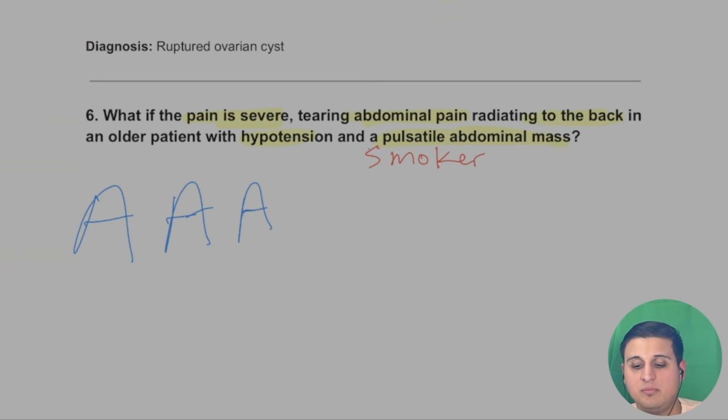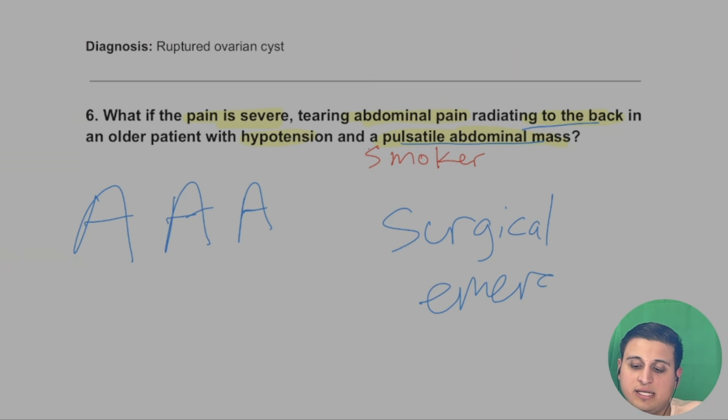Typically, AAAs are going to be in an older gentleman who smokes a lot. He's been smoking for years. He has had hypertension for a very long time. And then he's a 65-year-old that comes in with severe abdominal pain radiating to the back and has a pulsatile abdominal mass. That's a ruptured AAA. This is a surgical emergency, right? You need to take care of this ASAP just to make sure the patient doesn't die.